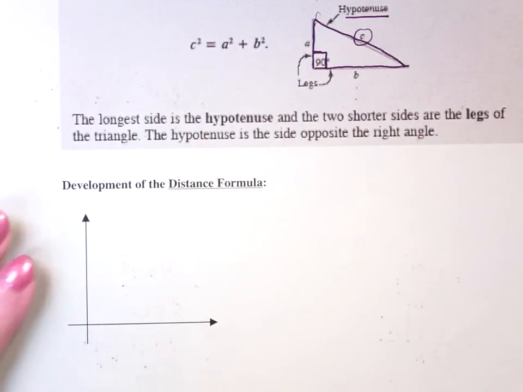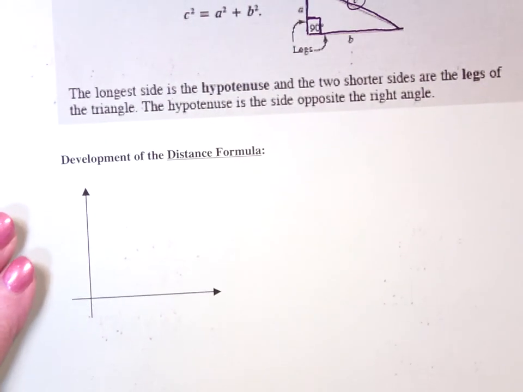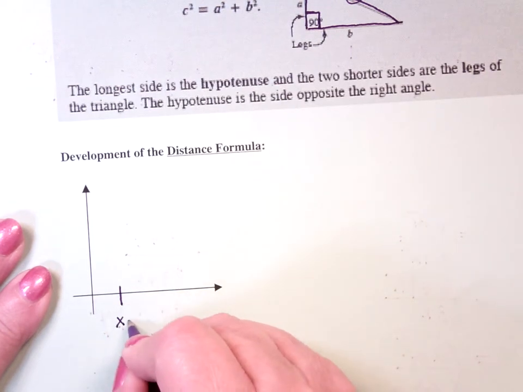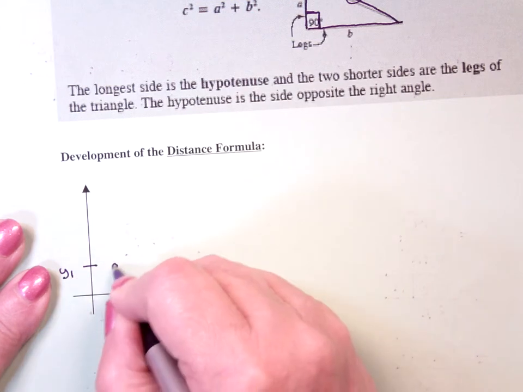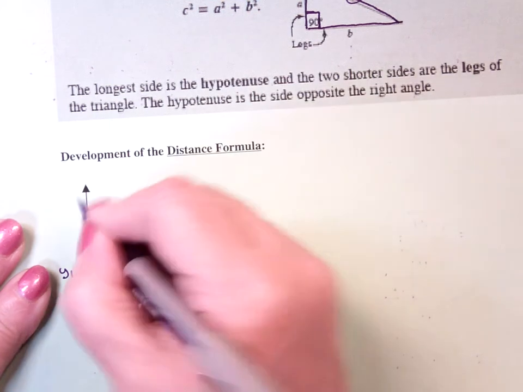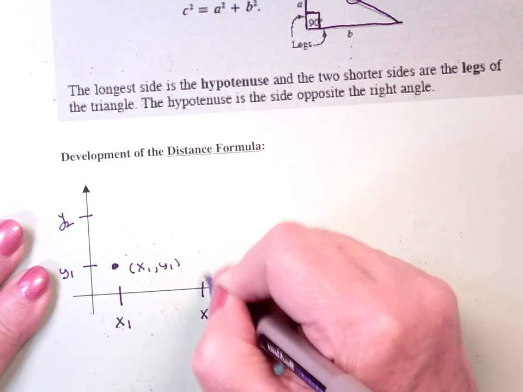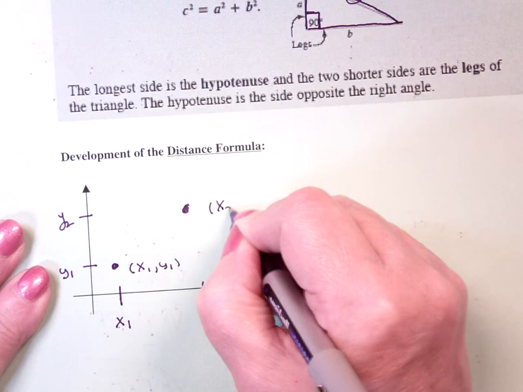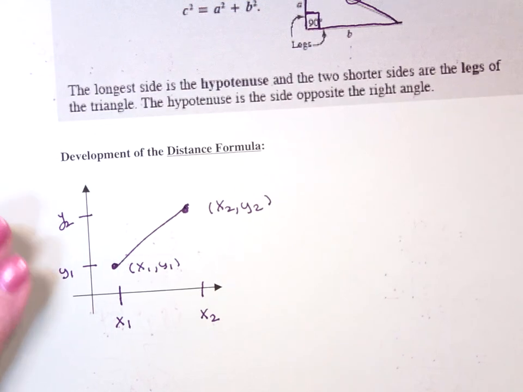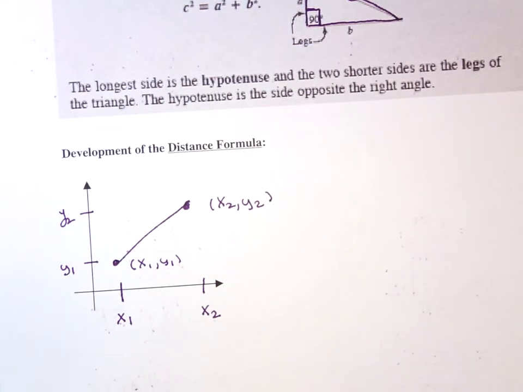So what does that mean to us? Well, I'm going to do something that we've seen rather frequently. I'm going to pick two coordinate points, (x sub 1, y sub 1) and a second coordinate point, (x sub 2, y sub 2), and I'm going to draw a line between those two points. Now, we've seen that before when we're finding the slope of the line. The slope of that line is rise over run.